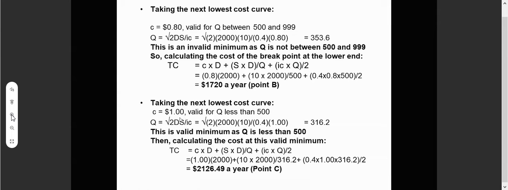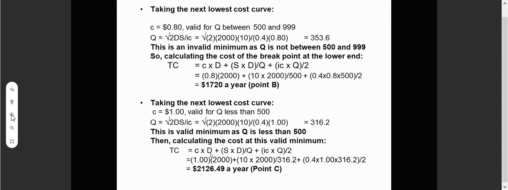So we replace the value into the optimum order quantity formula. So we have optimum order quantity of 316.2 unit for the unit price of 1 ringgit. So this optimum order quantity is valid for the unit price of 1 ringgit because 316.2 units is below 500. So we find that the valid minimum is less than 500.